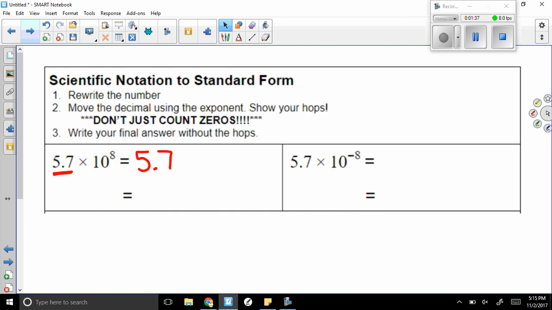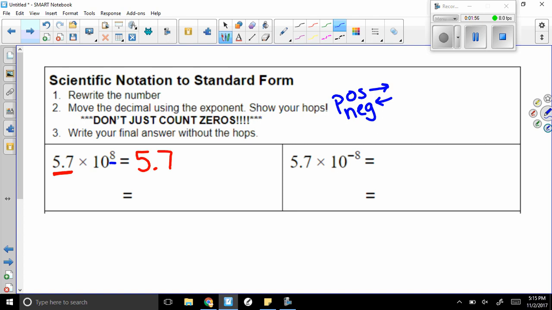Now the next step, step number 2, says to move the decimal using the exponent. That exponent is going to tell me if I need to move right or left and how many hops. So in this case, remember, positive is going to move to the right and negative is moving to the left. This is a positive 8 here. So I'm going to hop 8 spaces to the right. So there's 1, 2, 3, 4, 5, 6, 7, 8.